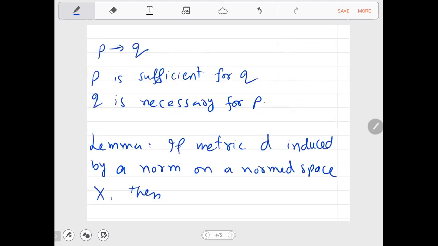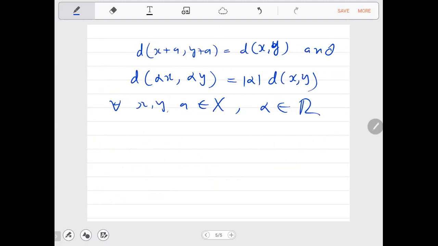So we have something in the form of P implies Q. P implies Q has an equivalent form: not Q implies not P.